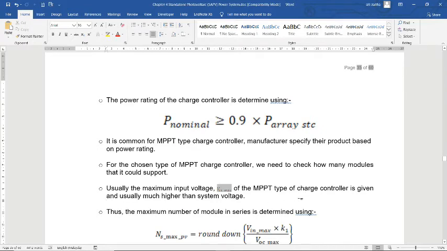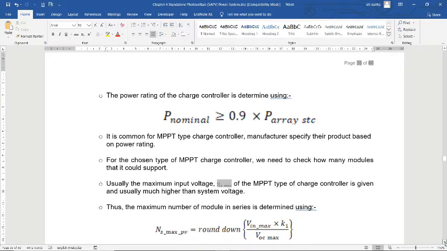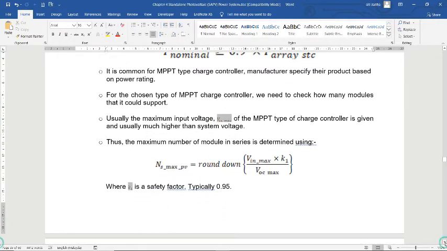So thus the maximum number of PV module in series is determined using, so in the datasheet given is 85 volt. Okay, so you round down, because this is NS max, the maximum number of PV module in series per string. This is already max, you cannot round up because it will become bigger than maximum. You need to round down.